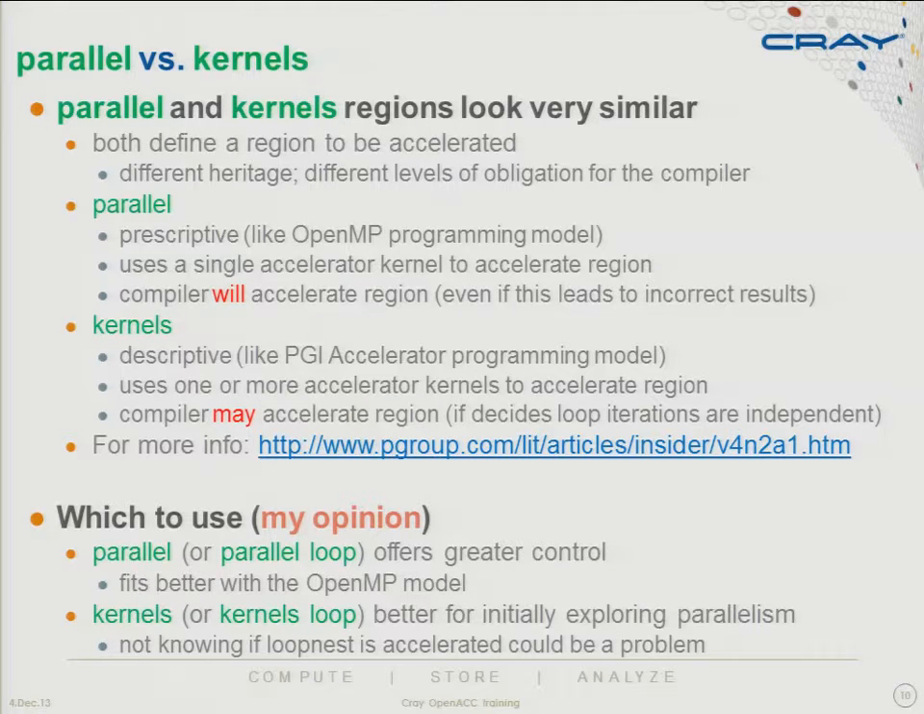Which should you use? It's up to you. I come from a more OpenMP background. I quite like the, it'll definitely do it, but I might get a wrong answer if I tell it to parallelize something that isn't parallelizable. It's up to you. Both parallel and kernels are supported by all the compilers. There shouldn't be a significant performance difference between them. There is sometimes, but there shouldn't be.